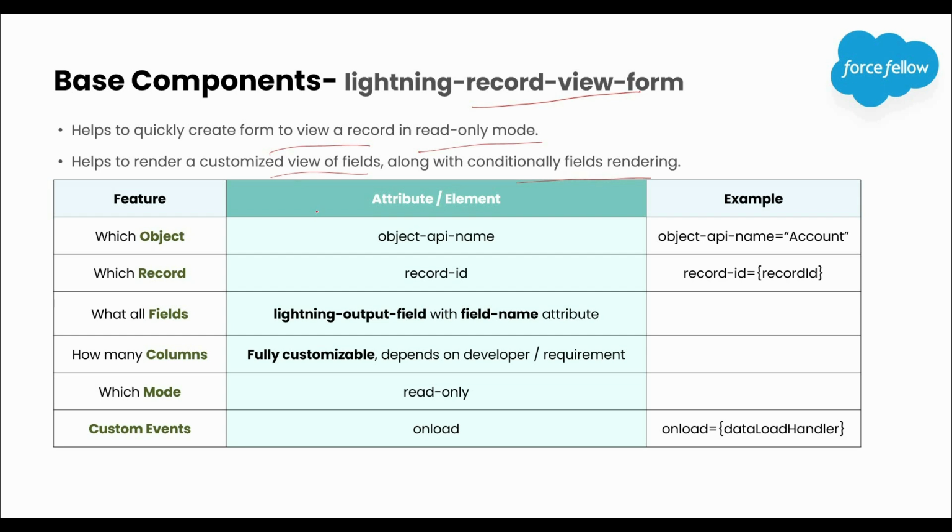Now let's go through this table as well. So we can use the object API name attribute to define which object's record we want to show, and can use the record ID attribute to pass a particular record ID. And here we don't have any specific attribute to define fields. In record view form, we have to write the fields' HTML manually using the Lightning output field component and need to pass the field API name in the field name attribute. And to define columns, here we can use SLDS classes or we can use Lightning layouts. It completely depends on us or on our requirement. So we can say here we can create a fully customized form.